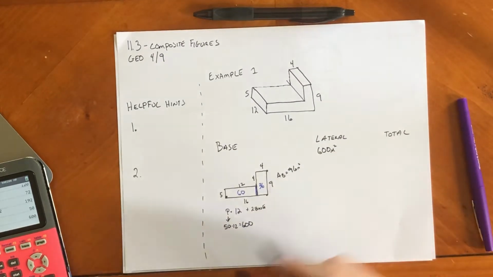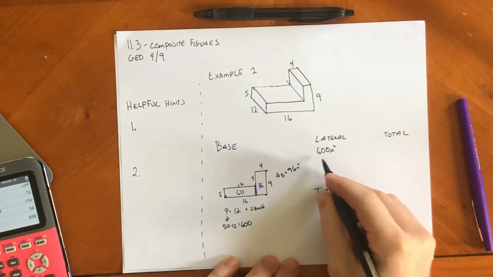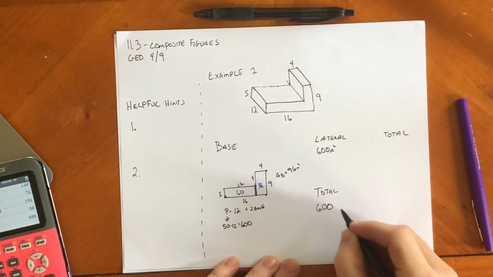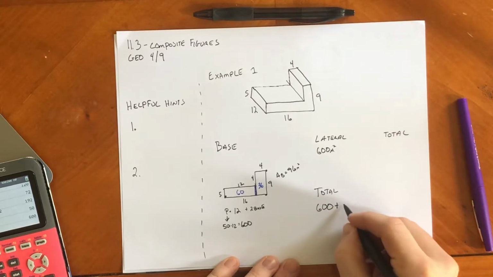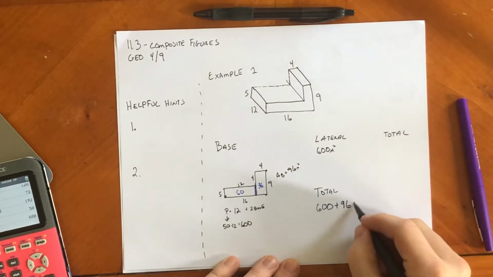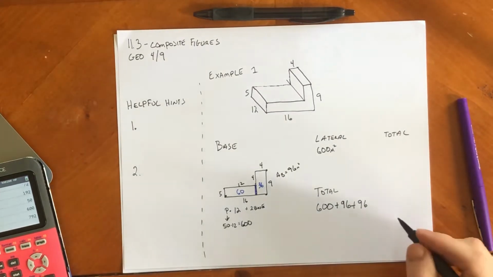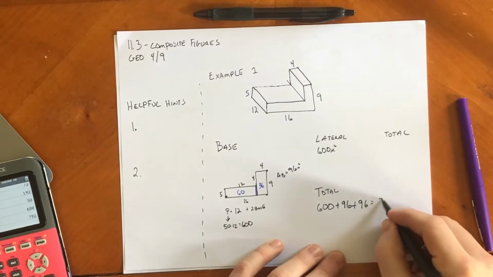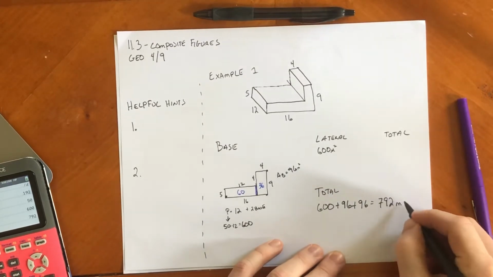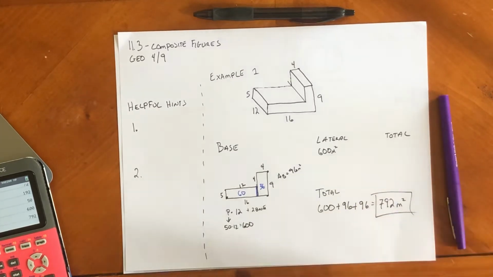And how many of those bases do I have? I have 2 of those bases. So if I want to find the total, it's going to be the lateral, which I found by taking the perimeter times the height, plus the one base, 96. Can I touch the front base? Yes. Can I touch the back base? Absolutely, plus 96. So 600 plus 96 plus 96 is going to give me 792 meters squared. There you go. Cool.